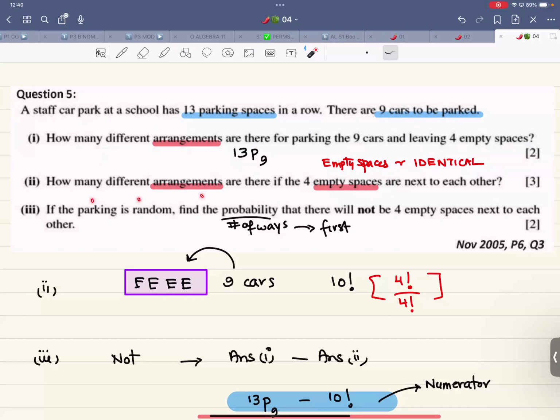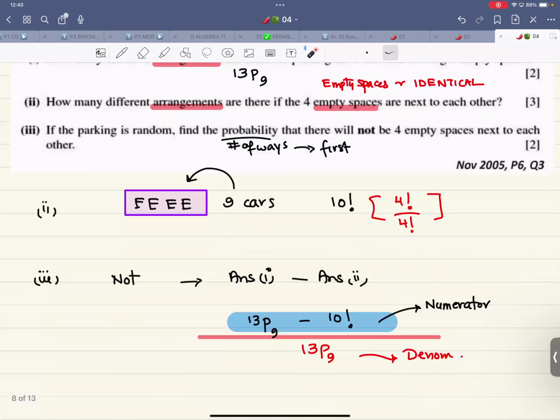How many different arrangements are there if the 4 empty spaces are next to each other? Over here, you have to make an assumption yourself that the empty parking spaces are identical. That's how a parking lot is designed. So this is 9. The 4 empty spaces are together. 9 plus 1 is 10 factorial. Nothing is happening over here because they're identical. If you want to write it, that's 4 factorial for the 4 spaces, 4 factorial for the identical.